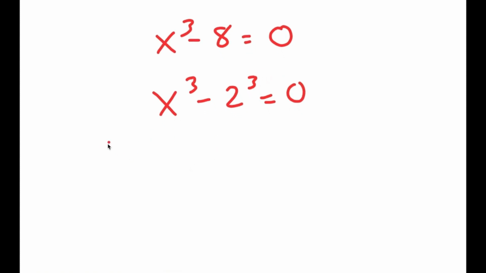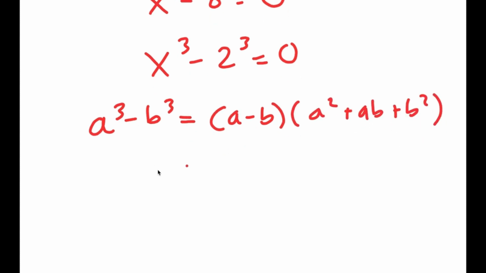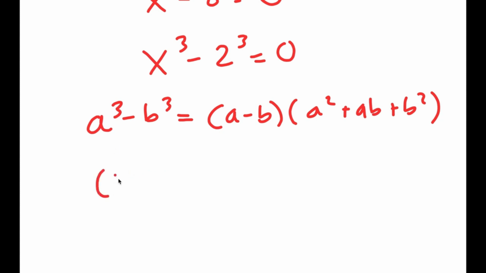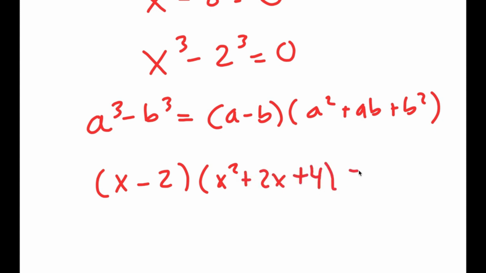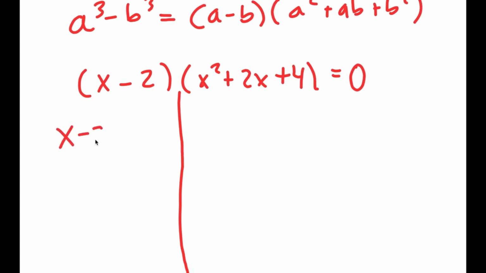And then now I'm going to use the formula a to the power of 3 minus b to the power of 3 is equal to (a minus b) times (a squared plus ab plus b squared). So in this case, this turned into (x minus 2) times (x squared plus 2x plus 4) is equal to 0. So now I get two equations. I get x minus 2 equals 0 and x squared plus 2x plus 4 equals 0.